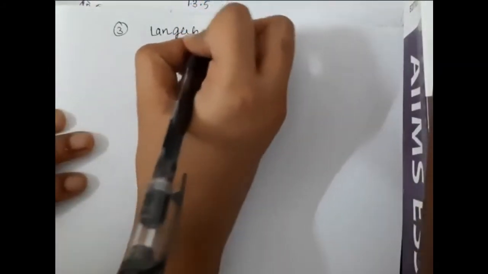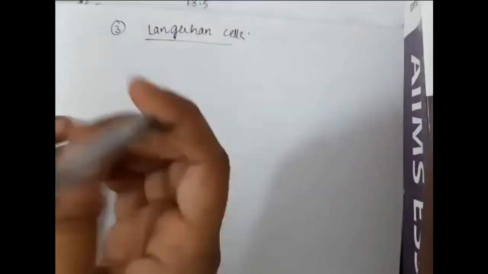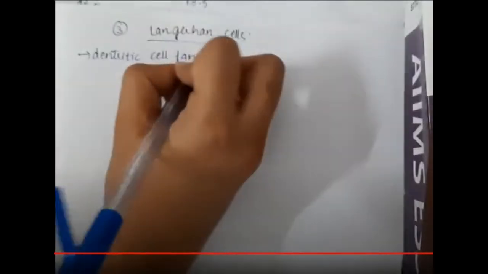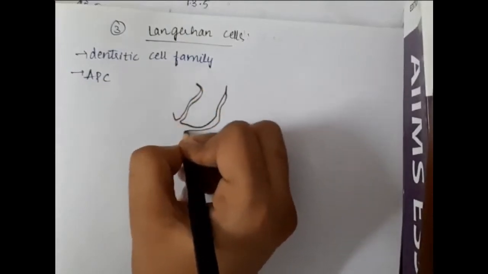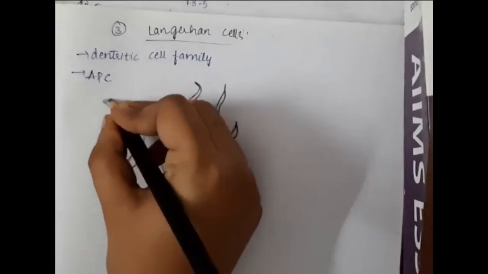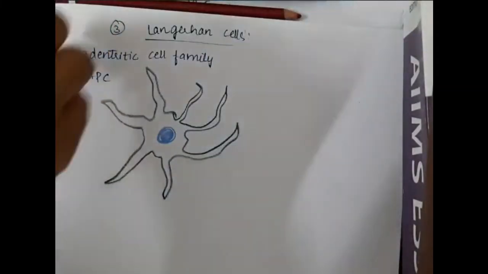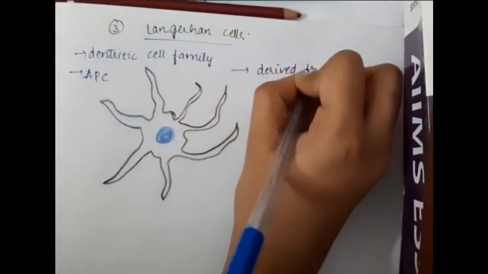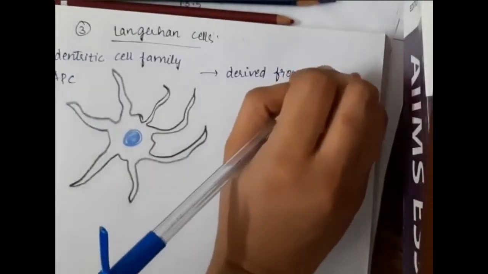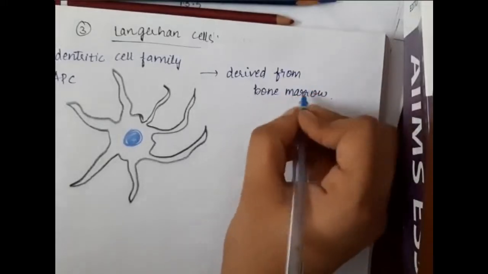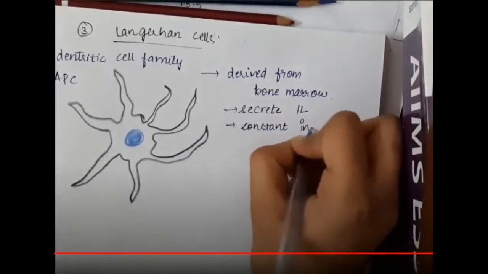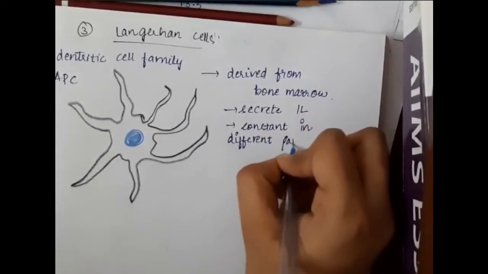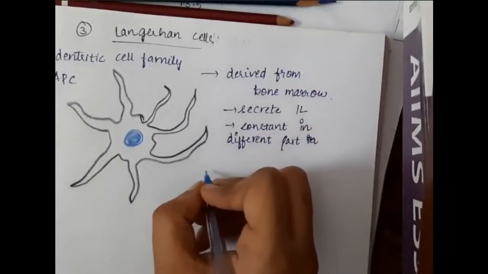Then the third important cell which you have to learn is the Langerhans cell. Langerhans cells belong to a family called the dendritic cell family. These are antigen presenting cells. The Langerhans cell contains many dendrites, and in the center you will see a nucleus, right? This Langerhans cell is mainly derived from the bone marrow, and it secretes interleukins also.